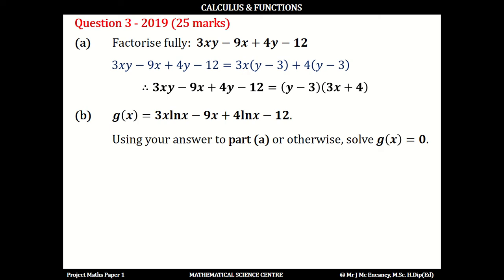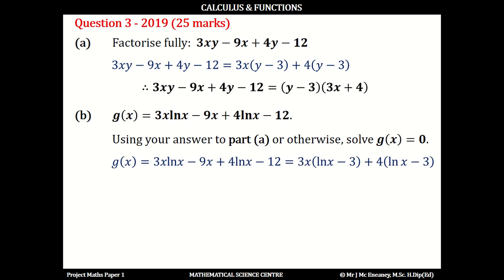But you can see in the first 2 terms of g of x, we can factorise out the 3x and you're left with the ln of x minus 3. In the last 2 terms, if we take out a 4, you're left with the ln of x minus 3. And again, with these 2 terms, we can factorise out the ln of x minus 3. This means you're left with the ln of x minus 3 times 3x plus 4.